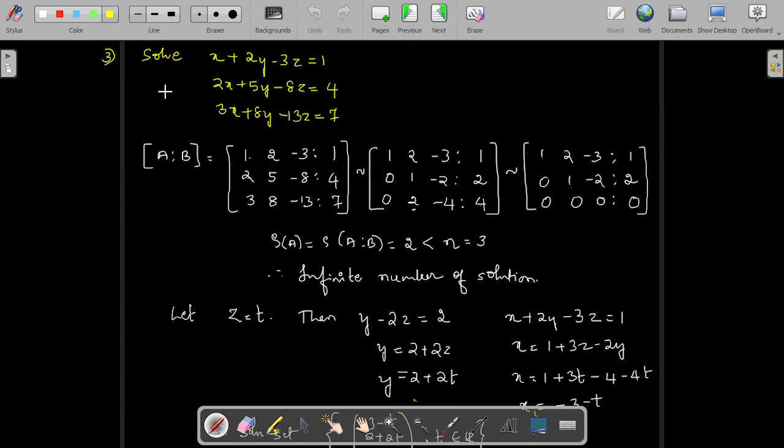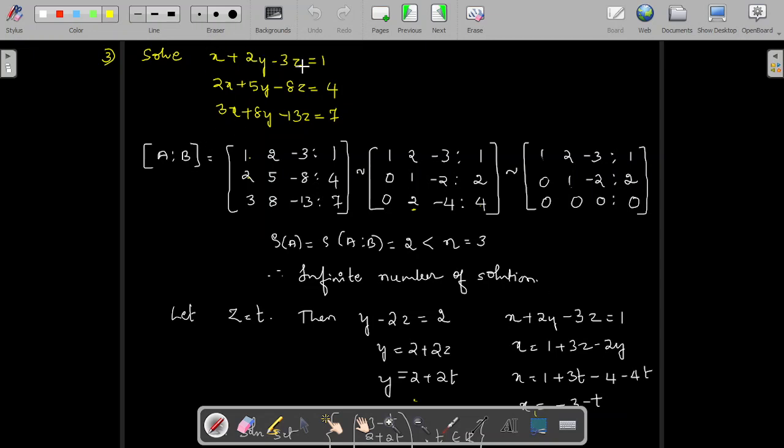Similarly, one more problem. Solve the system. Construct the augmented matrix. Reduce it to the row echelon form. Now, you have to count the non-zero rows. There are 2 non-zero rows, which is less than the number of variables. Hence, you will get infinite number of solutions.